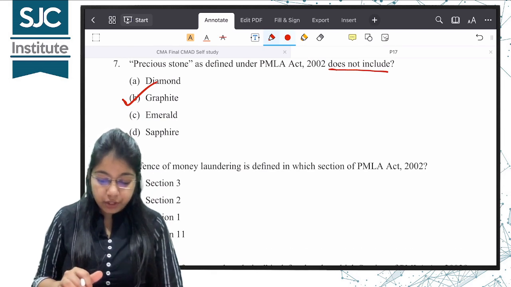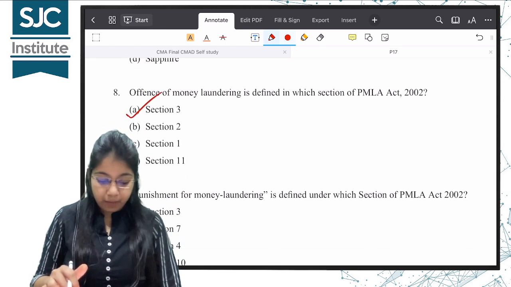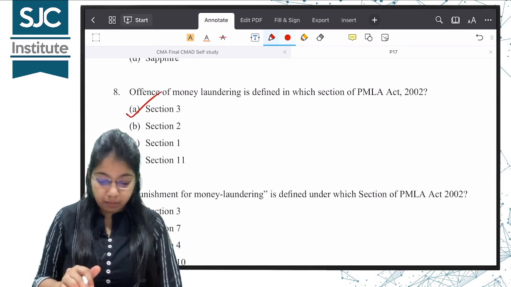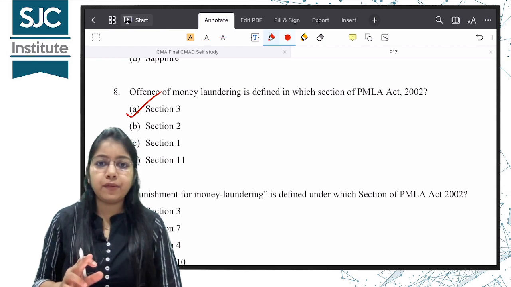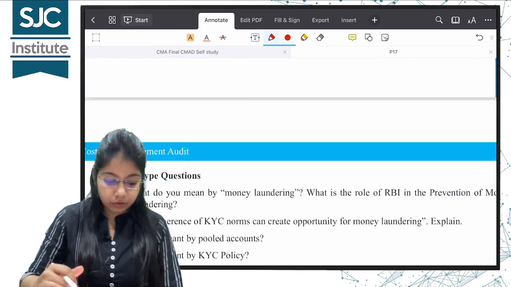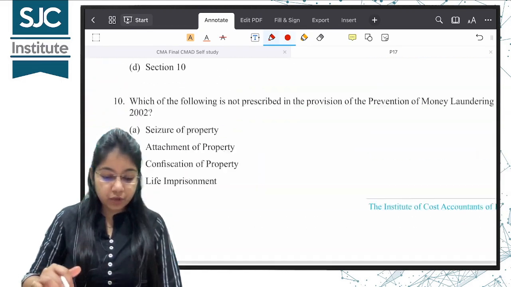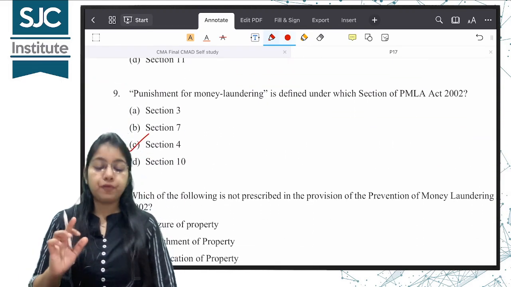Offence of money laundering is defined under which section of the PMLA? Section number 3. And punishment for money laundering, I said section 5, no, I think, but it is section 4 actually. Just let me confirm once. Yes, section 4, not section 5. Punishment for money laundering is stated in section 4.